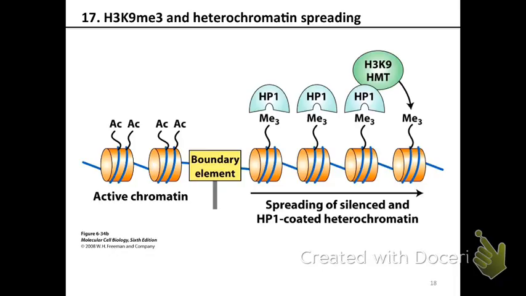So these boundary elements are going to stop the spreading. So if the heterochromatin is spread until a boundary element, the other side of this element is going to contain chromatin that is going to be active, and the side that is containing the methyl 3 is going to be heterochromatinized, right? Any questions about heterochromatin spreading?